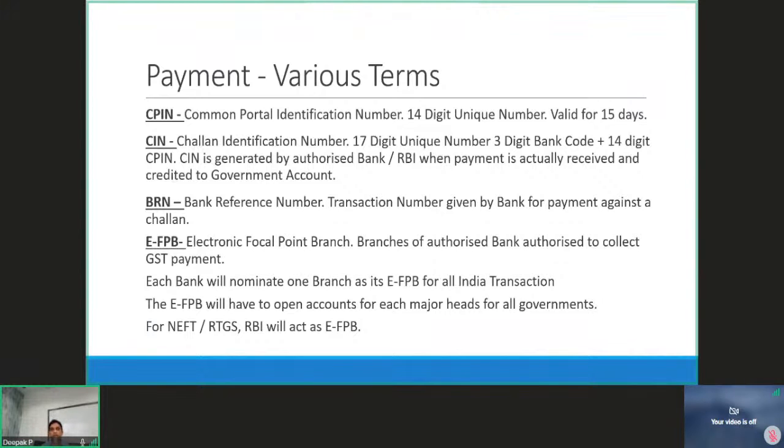After this bank reference number, you have something called an EFPB, which is an Electronic Focal Point Branch. The RBI has said not all banks are permitted to collect GST tax. Only authorized bankers have been considered as the people who can collect taxes. So there are so many banks, but not all banks are authorized banks. Very few banks are there. Now, each of these banks will nominate one branch as a focal point branch. Government said, boss, you collect taxes from various customers, but I will interact with one bank, one branch.